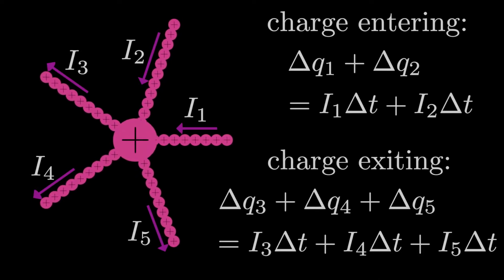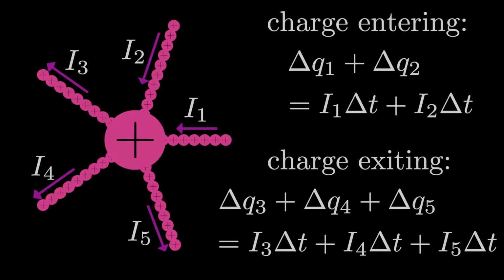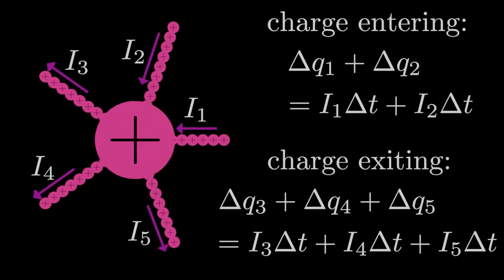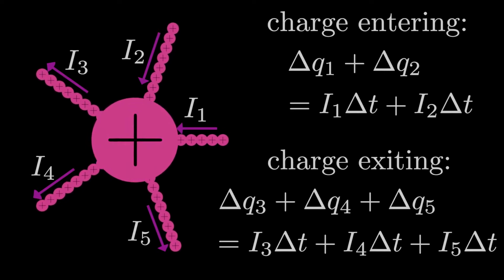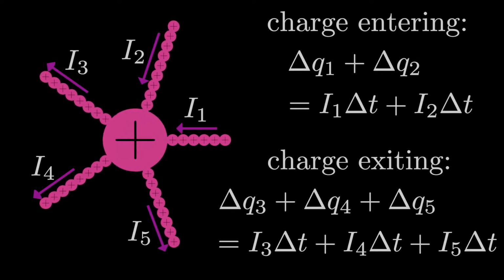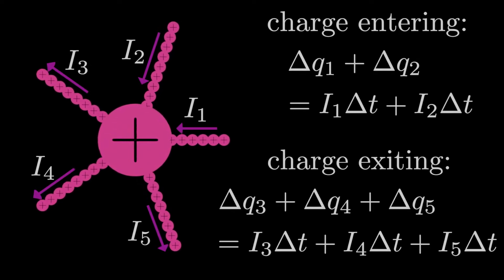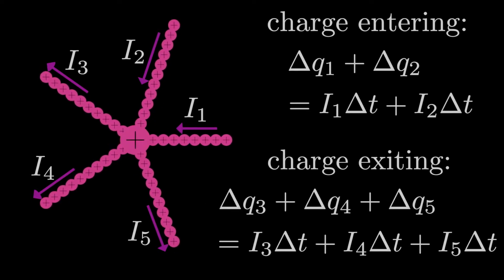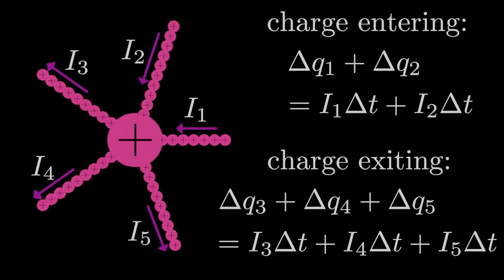Then over time we would have a steady buildup of charge at this node or at this point. But that's not possible. At a single point in space, we can't have charge building up. It's just a point. It can't support any charge buildup. Any charge that enters the point has to leave the point. In other words, charge can only pass through the point. It can't start building up at a single point.